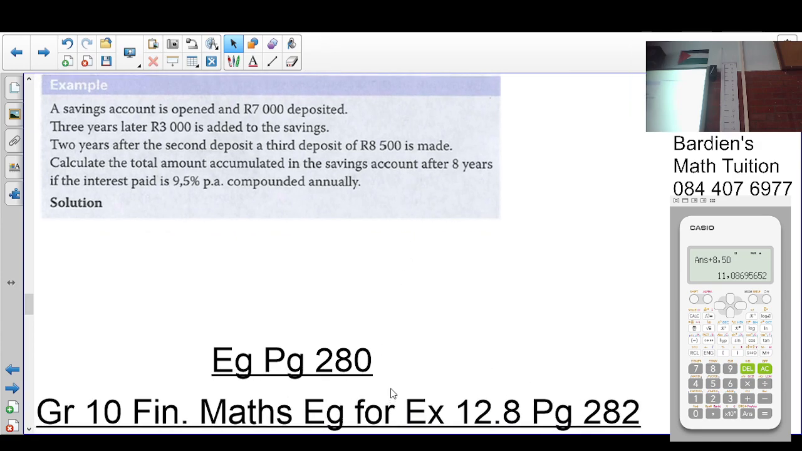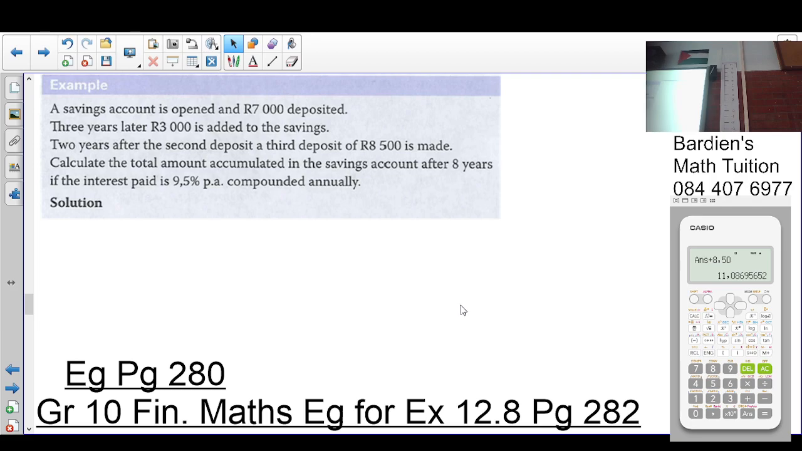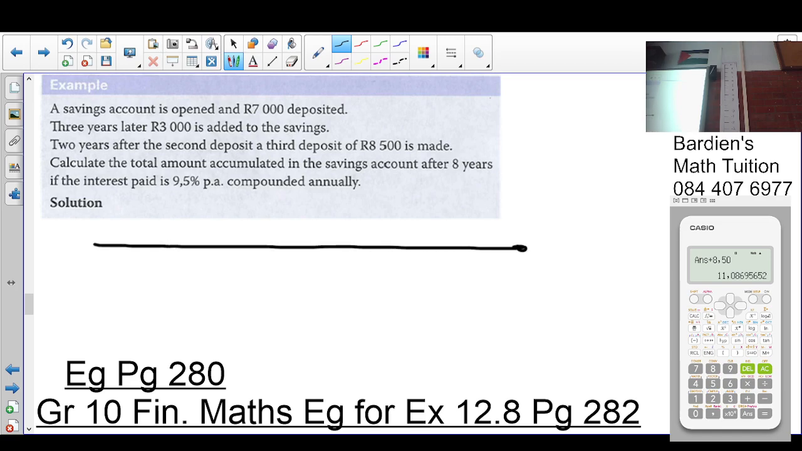Let's look at the first one. A savings account is opened and 7,000 Rand is deposited. When I see a lot of values like this, I draw a timeline. Where does the timeline start? If I make a deposit, is it 1 year later? No. If I make a deposit, I call this T0. I open a savings account with a 7,000 Rand deposit, so I write 7,000 Rand.